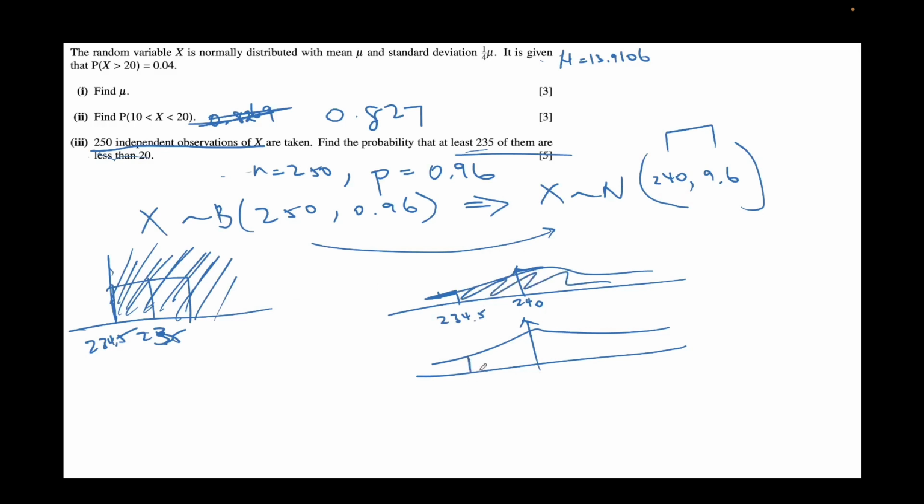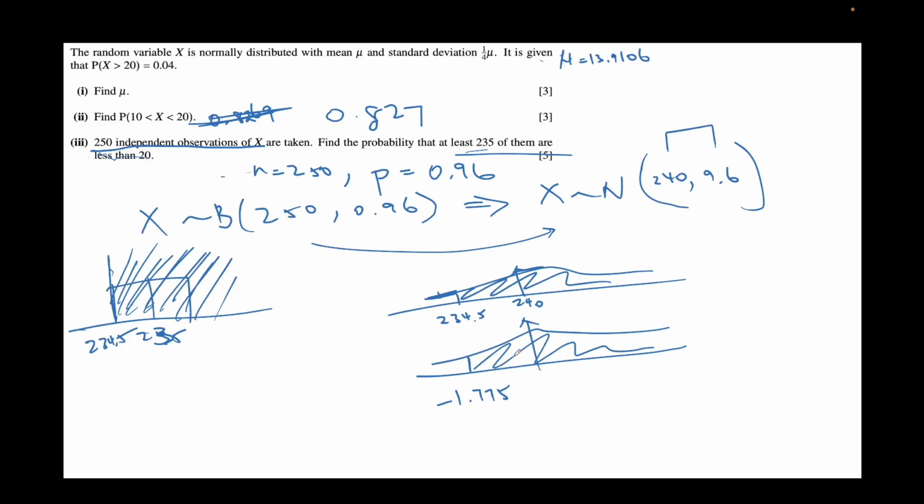And this corresponds to 234.5 minus 240 divided by the square root of 9.6. So don't make the mistake: minus 240 divided by the square root, because this is the variance. Square root of variance gives you a standard deviation. And that's where you get negative 1.775 over here.